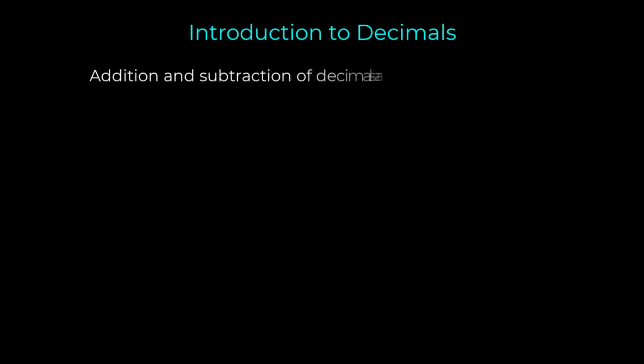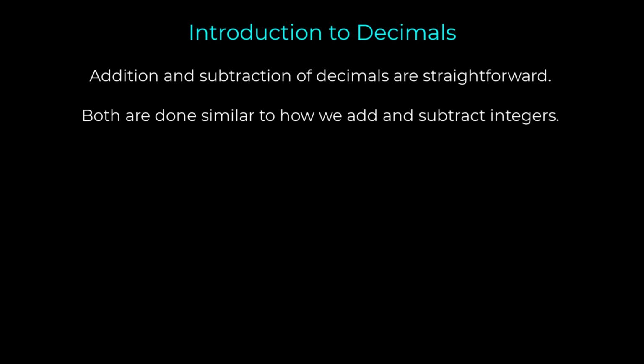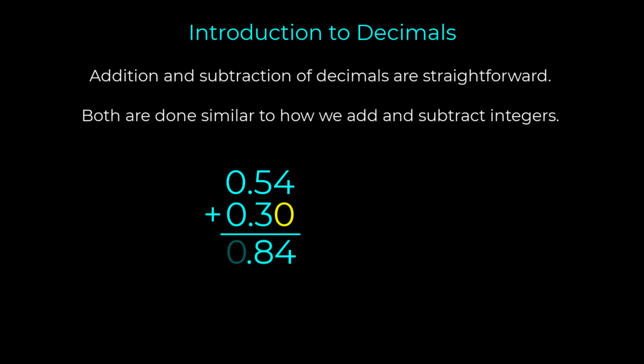Addition and subtraction of decimals are similarly straightforward. Both are done in a manner similar to the addition and subtraction of integers. Let's try an addition example. What is 0.54 plus 0.3? First, express both numbers as decimals with 2 places to the right of the decimal point. We have 0.54 plus 0.30. Then do a column-by-column addition of the numbers starting from the right. 0 plus 4 is 4. 5 plus 3 is 8. The answer is 0.84.